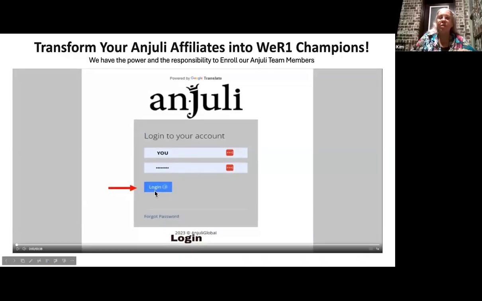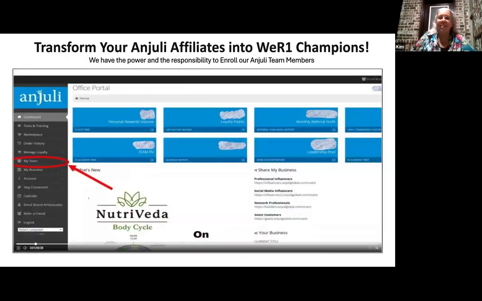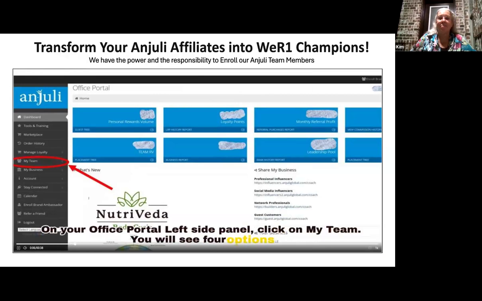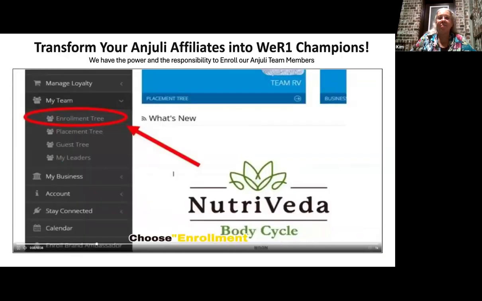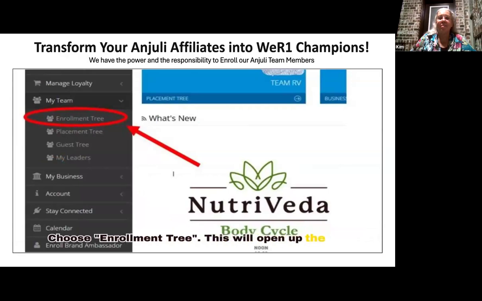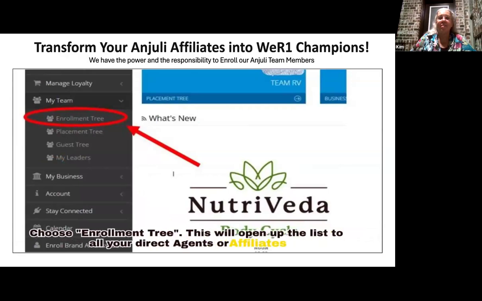This is a description of our back office. Log into your back office. On your office portal left side panel, click on My Team. You will see 4 options under it. Choose Enrollment Tree. This will open up the list to all your direct agents or affiliates.